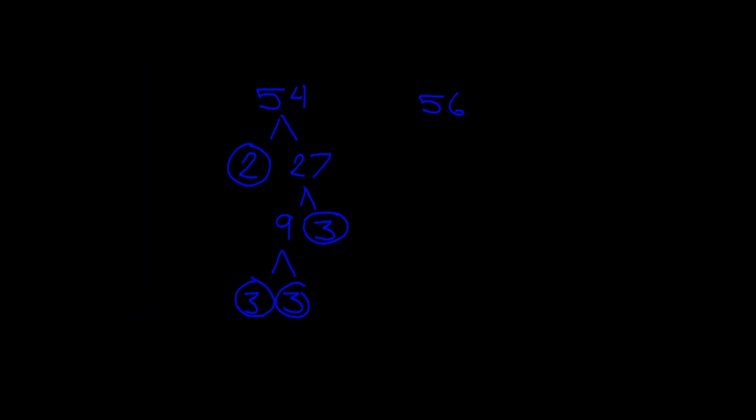And then 56, we could do 2 and 28. Circle this. 28 is going to be 7 and 4. Circle the 7 because that's a prime. And then 2 and 2 for 4, both primes. So it helps to write out the prime factorization of both of these.